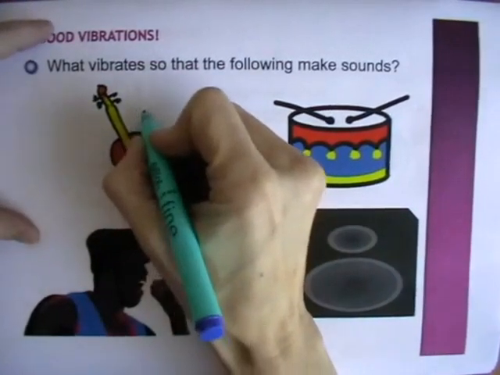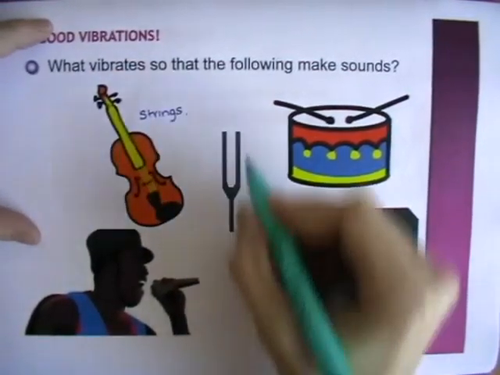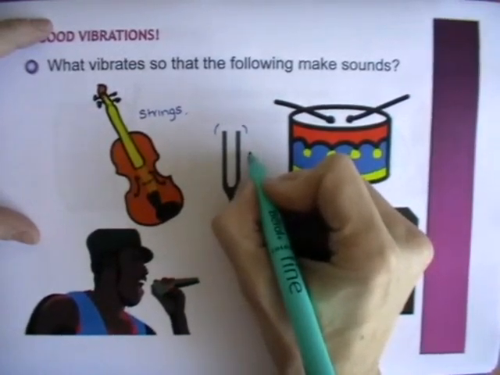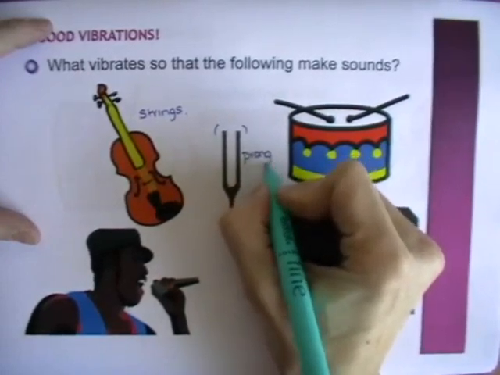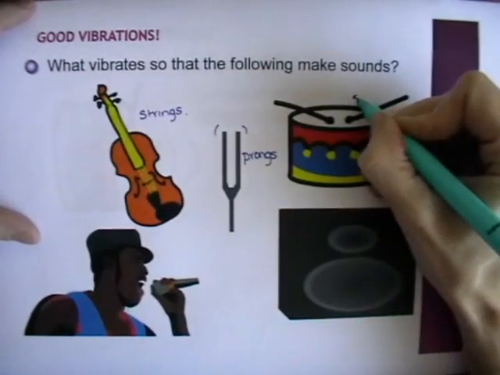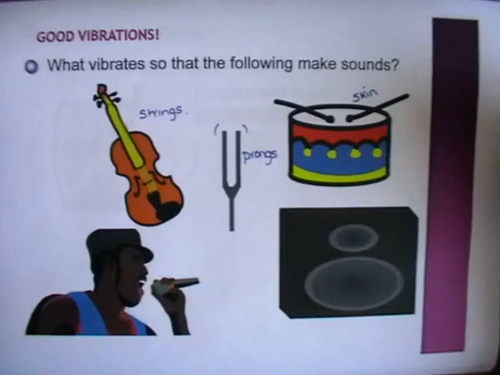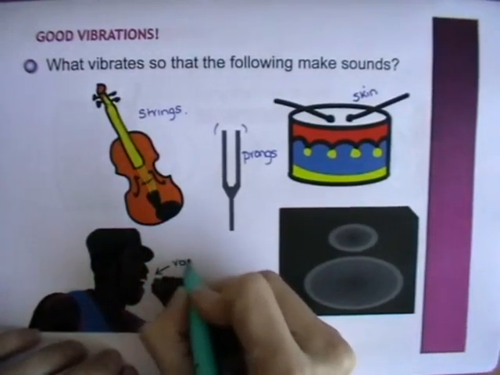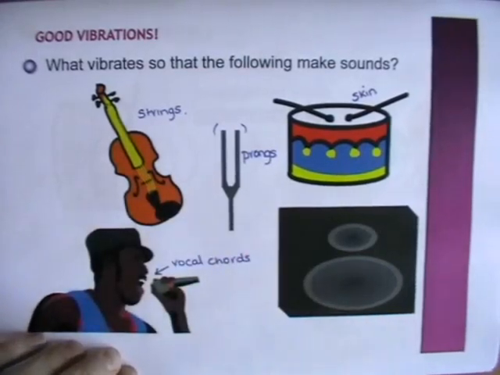So in the violin here, it's the strings. In the tuning fork, it's the forks themselves, these parts here are the prongs, so we call them the prongs. In the drum, it's the skin of the drum which vibrates and causes the air inside to vibrate. In the man, it's his vocal cords which vibrate, causing the sound.